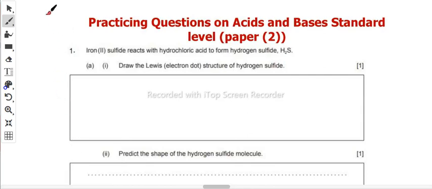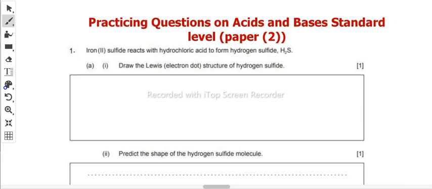Iron 2 sulfide reacts with hydrochloric acid in order to form hydrogen sulfide. Draw the Lewis electron dot structure of hydrogen sulfide. Through our lesson for today and while answering the questions related to acids and bases, we're going to find that the questions are integrated with all other chapters. So there will be more than one idea presented inside the question. Some of them are taken from the acid bases chapter and others are taken from the previous chapters.